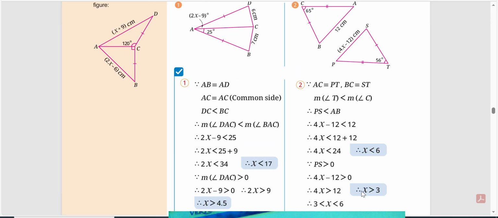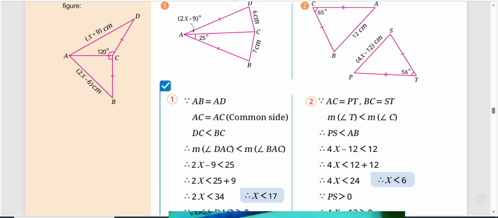And here also you can read this question. We have two sides equivalent and two angles between are equal, and two sides we have 65 and here 56. Okay, we have the different angles and the opposite 12 centimeter greater than 4x minus 12, and we know also 4x minus 12 is greater than 0. Now I will explain the left hand side here.